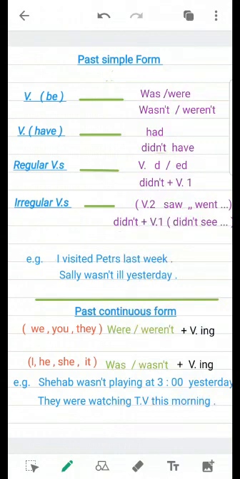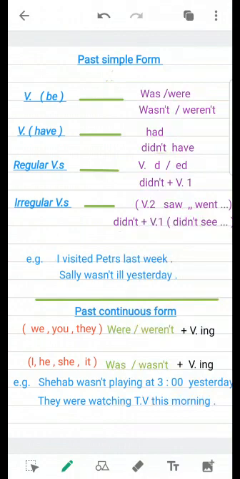We have verb to be, verb to have, regular verbs, and irregular verbs. First, start with verb to be. Was for the singular, were for the plural. The singular subject is I, he, she, it. The plural subject is we, you, they. The negative form is wasn't and weren't. Verb to have, the simple past for verb to have is had. And the negative form is didn't have.